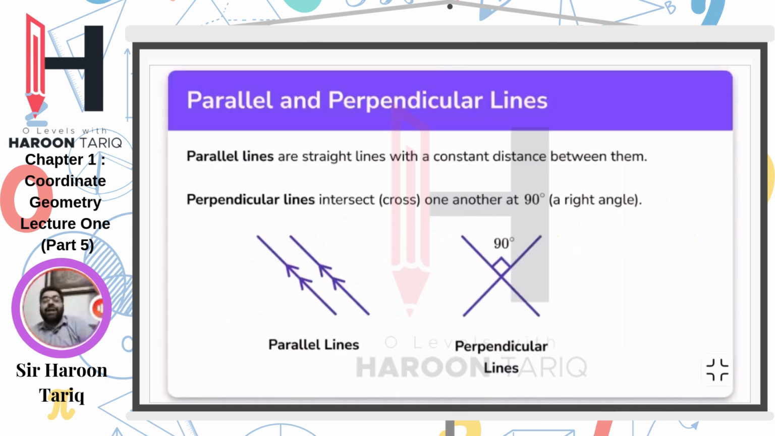Okay, now parallel and perpendicular lines. This is a very important concept which confuses a lot of students. Parallel lines have the same angle. So for example, this line and this line, they are parallel. Or if you have different lines, for example, this line and this line, they are parallel, right? They must have the same angle. Like this. These two are parallel.